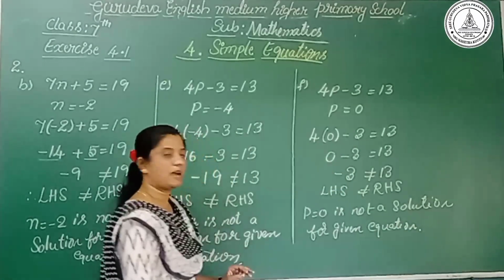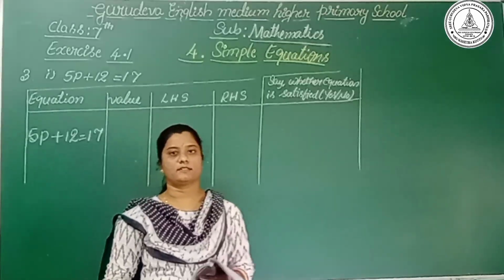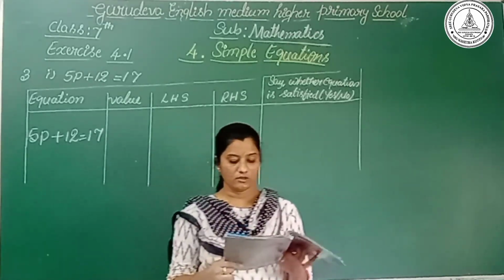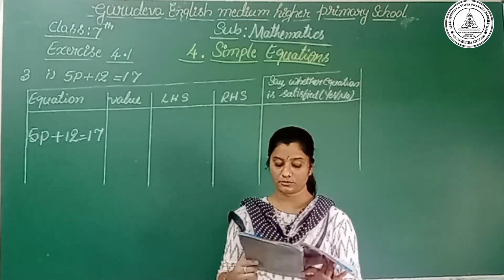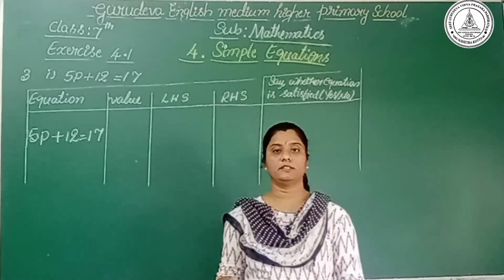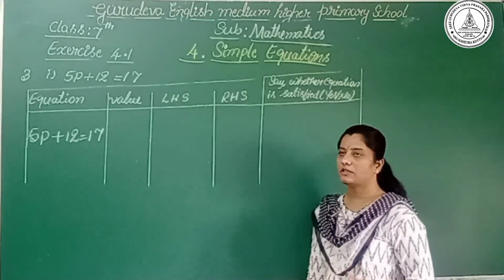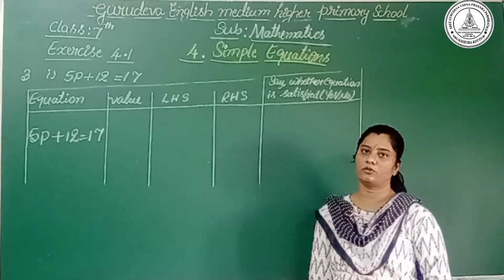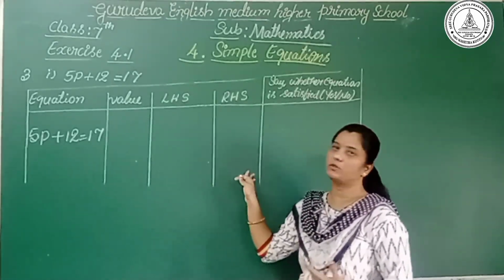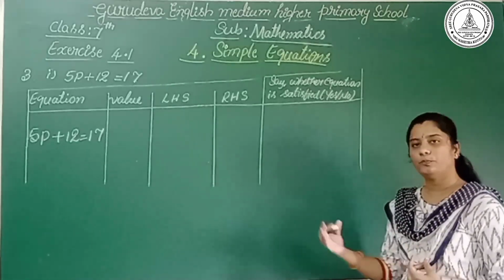The rest of the problems you have to do on your own. Okay, then let's move on to the third one. The third question is: solve the following equations by the trial and error method. Here they are given two equations. We have to try to get a solution for the given equation by using the trial and error method. In the trial and error method we substitute the value of p equal to 1, 2, 3, 4 or -1, -2, -3 like this, and we have to get LHS equal to RHS. Then we can say that the given equation is satisfied for that value of p.